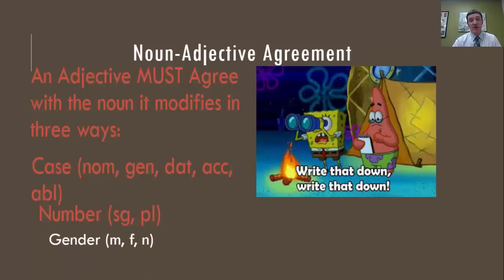Last but not least is gender. If you have a noun that's masculine, like we just talked about with magnus, adjectives use all three genders. So you have to have the same gender on the adjective as you do on the noun. That's how a Roman would have understood this. They agree in case, in number, and in gender.